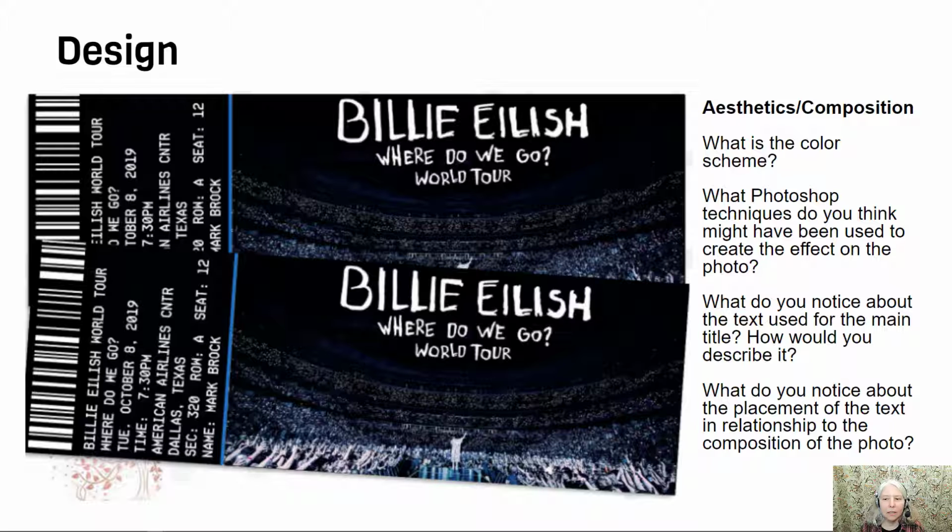What Photoshop techniques do you think might have been used to create the effect on the photo? To me, it looks like a color photo that was turned to black and white and then tinted with blue. And it looks like the saturation or the contrast was also manipulated.